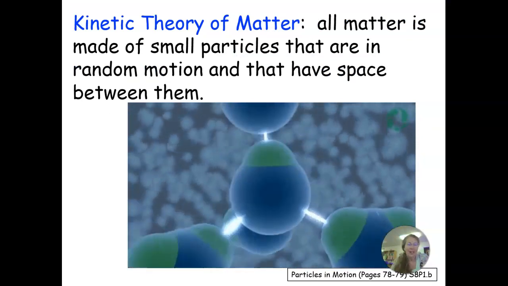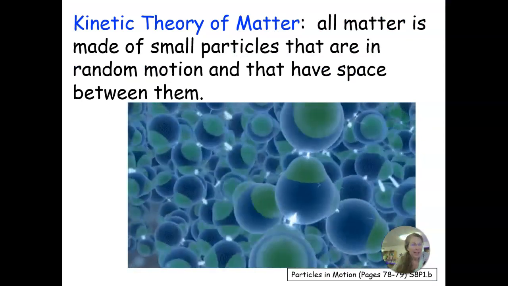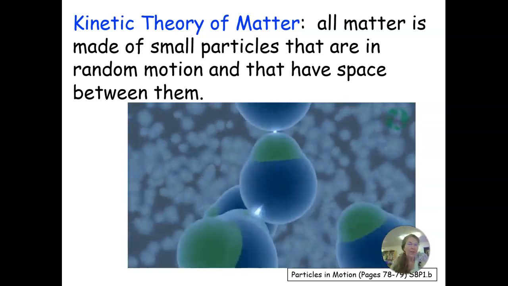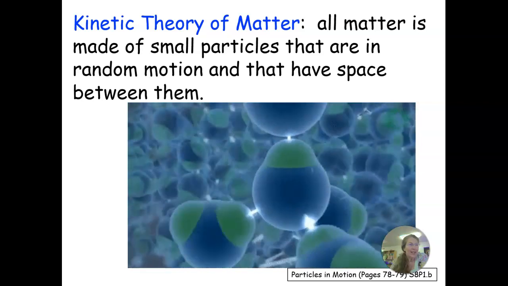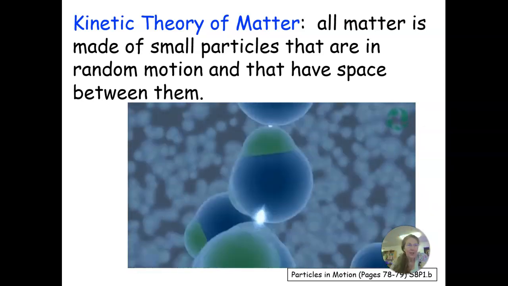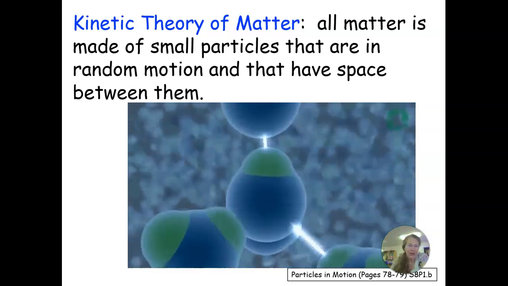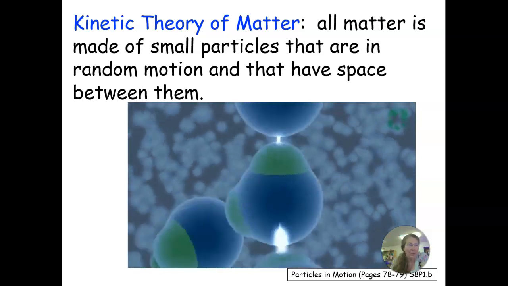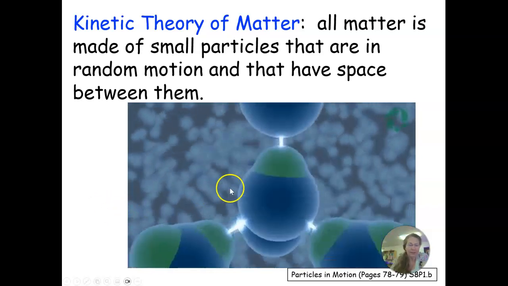So even at the molecular level, we have movement. So here is an example of water. Water is slightly attracted to another water molecule. And even those atoms, the hydrogen as a green and the oxygen as a blue, even at the atom level, there's vibration occurring.